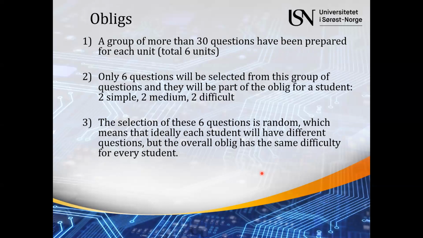So in our case, I set the canvas to select just 6 questions from this list of 30 or more questions. And there will be 2 simple, 2 medium, and 2 difficult questions. The selection of these questions will be totally random and will be up to Canvas actually. And this means also that you will all probably have different questions for the oblique.